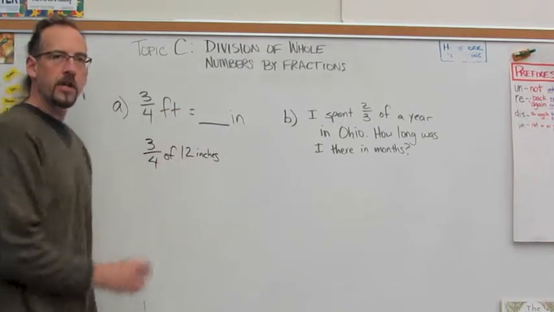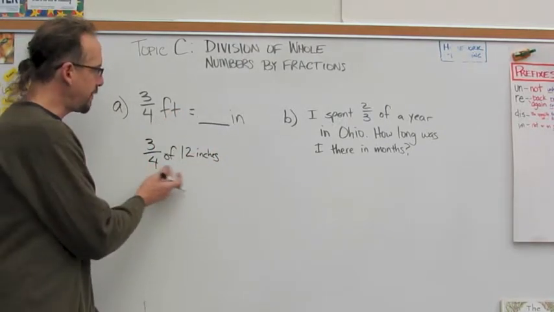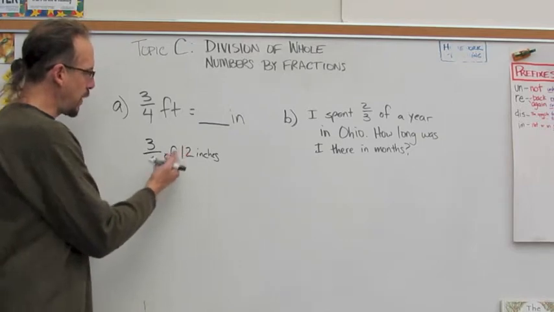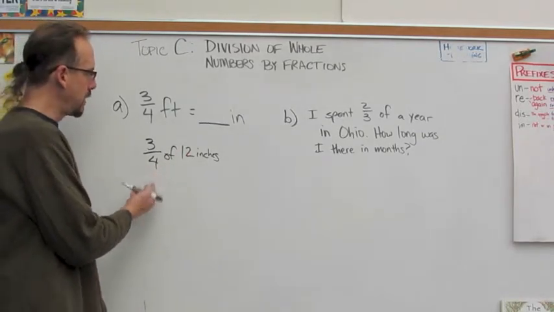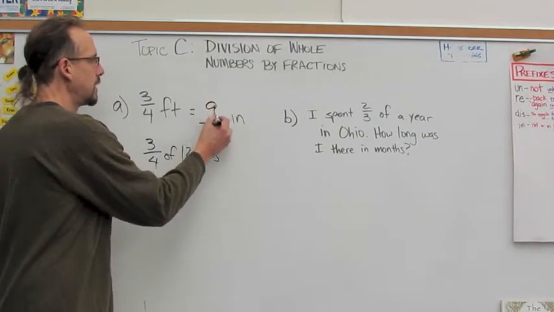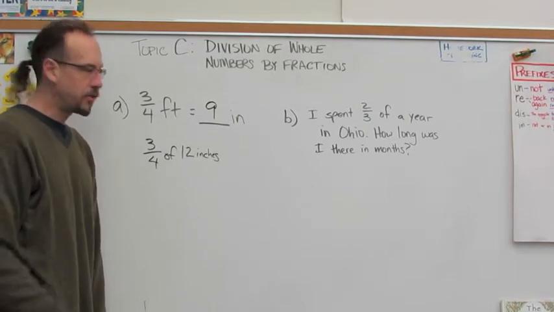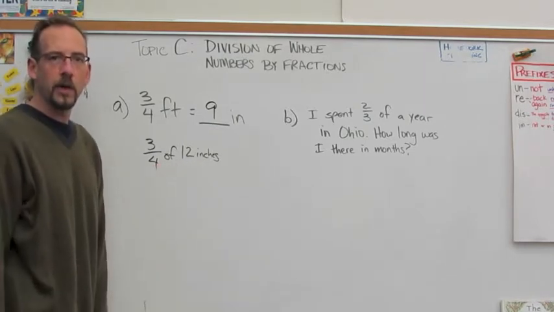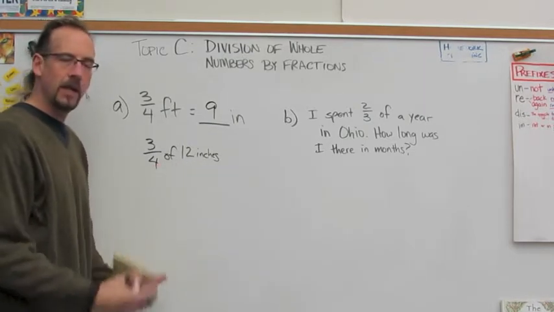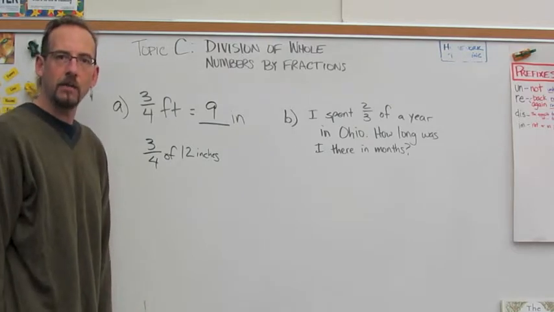So we're converting the feet into inches and then finding 3/4 of it. And again, 12 divided by 4 is 3. 3 times 3 is 9. That would be 9 inches. By now, students should be able to use the algorithm quickly and easily, and if not, they can rely on a set model or a tape diagram to help them through it.